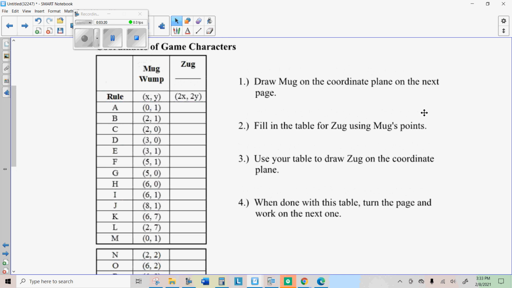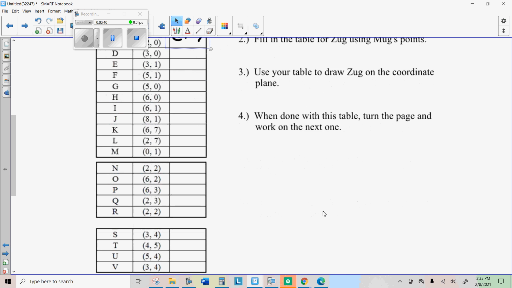What you're going to do is create these new points. This first one is 2 times x, 2 times y. So you have to do 2 times 0, which is 0. 2 times 1 is 2. 2 times 2 is 4. So you're going to fill in all these points, and then you're going to graph Zug on the next page.